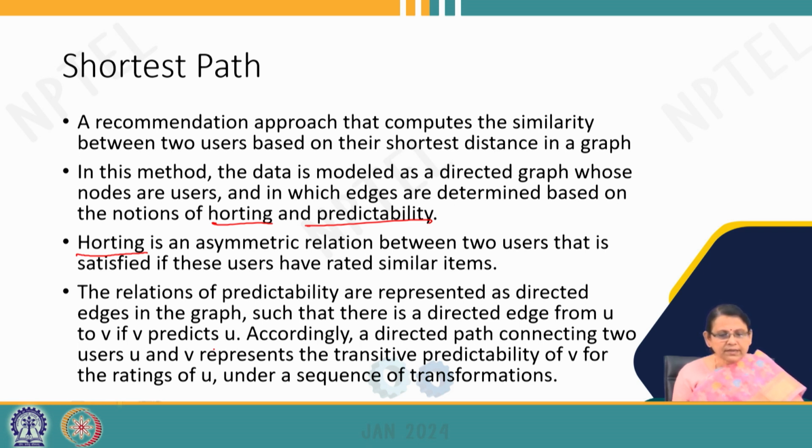The relation of predictability is presented as a directed edge in the graph, such that there is a directed edge from U to V if V predicts U. Accordingly, a directed path connecting the two users U and V represents the transitive predictability of V for ratings of U. So, now with this, once you decide whether an edge exists between two users, then from the new implicit user graph you can find the shortest path, and this shortest path can be used as a measure of similarity.